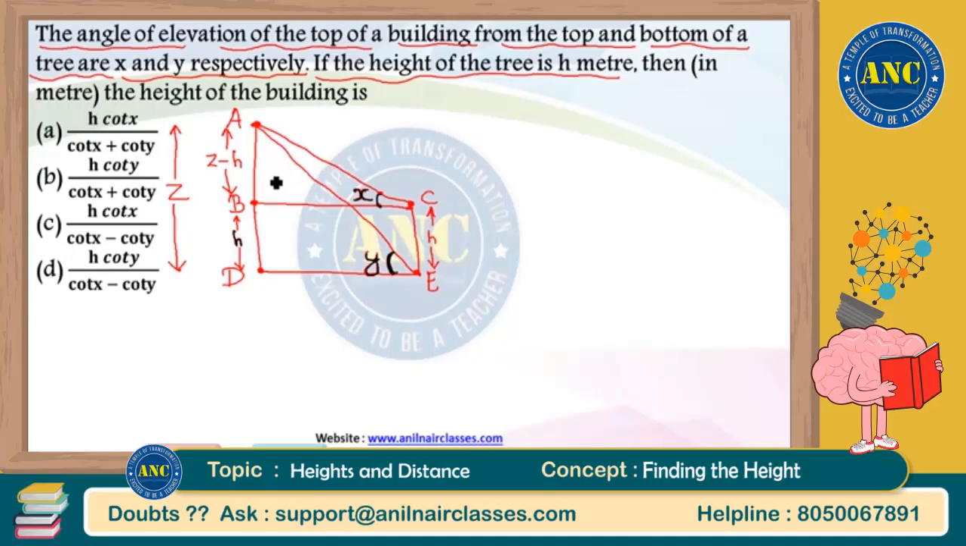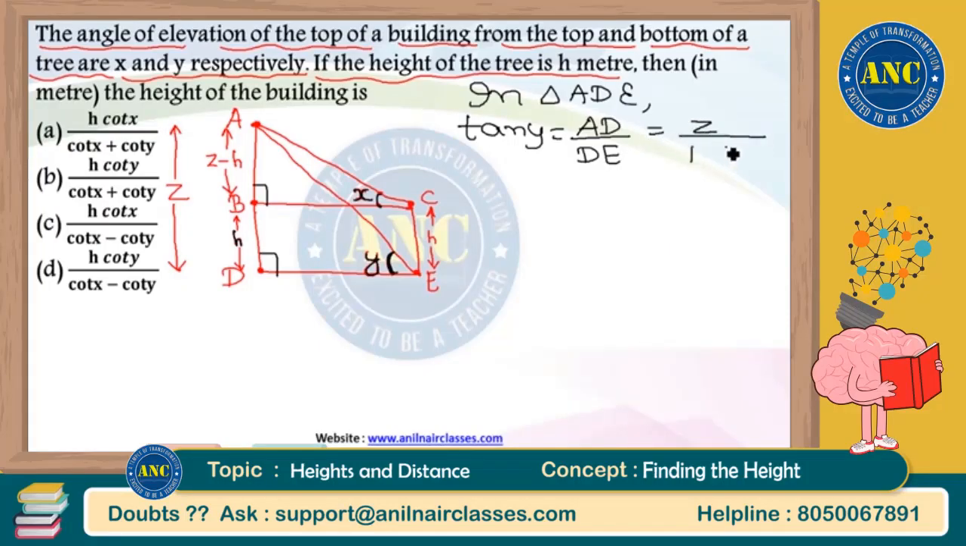That means there are two triangles, one is triangle ACB, the other is triangle AED. Take one by one. In triangle ADE, if I take the bigger triangle, tangent of angle Y is opposite over adjacent, that is AD over DE. I don't know the DE value or the AD value. Is anything given about AD? AD is assumed as Z by me itself. DE I don't know. So DE will be equal to Z divided by tan Y, or rather than tan Y I will convert it to cot Y.